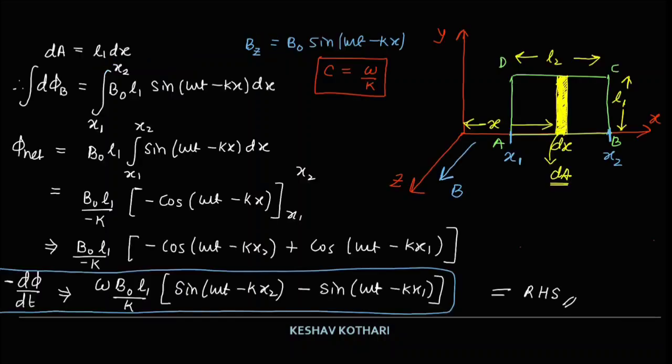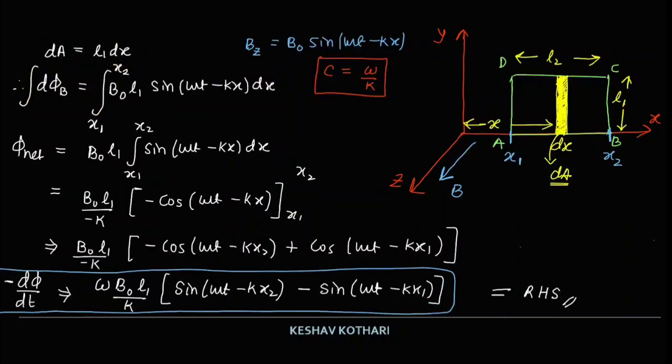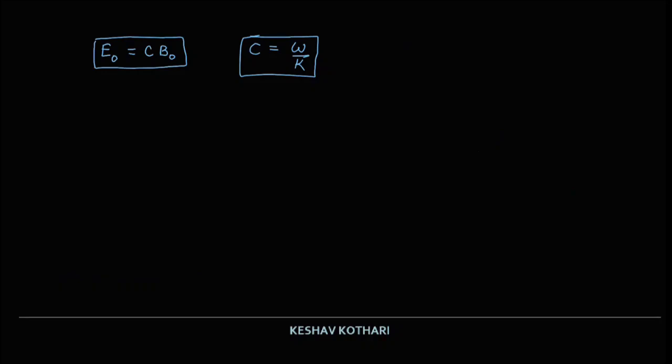So from both the expressions we obtain E naught is equal to C B naught, where C is equal to omega by K. So this entire expression, sine(omega t minus k x2), the entire expression inside this bracket followed by L1, will be cancelled over here. So we will only be left with E naught on the left hand side, and on the right hand side we will have C B naught. That is what we have written over here, that E naught is equal to C B naught.